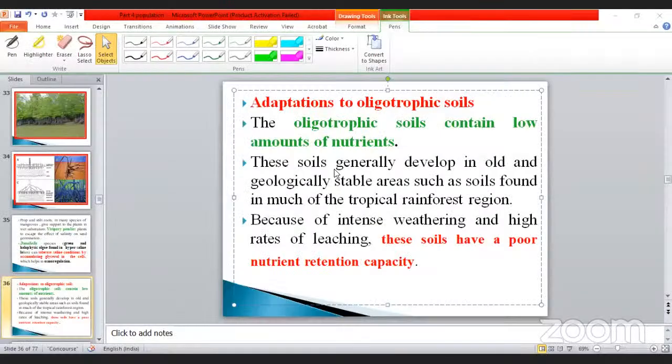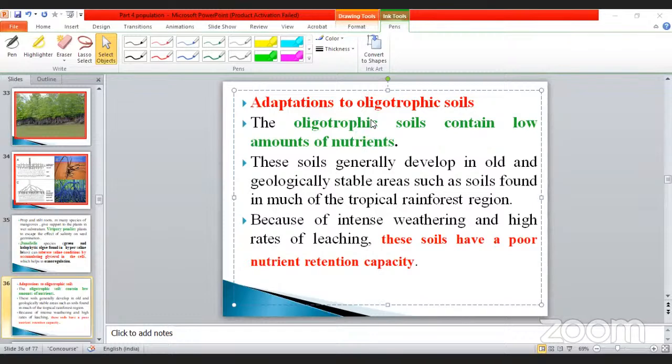Okay, go to the next one. See this one. See here, the oligotrophic soil. What is the meaning of oligotrophic? Here it's slightly different. How? The oligotrophic soils contain a low amount of nutrition.